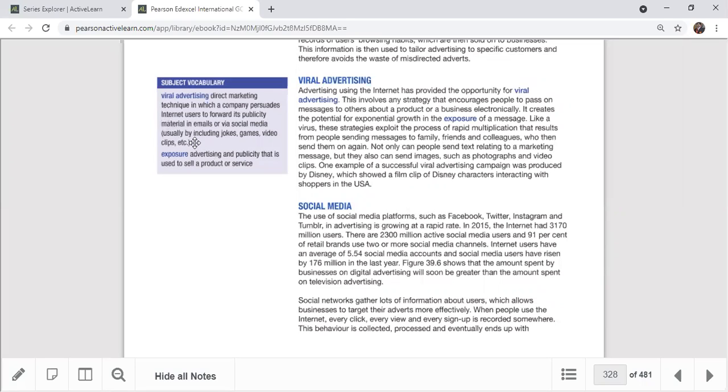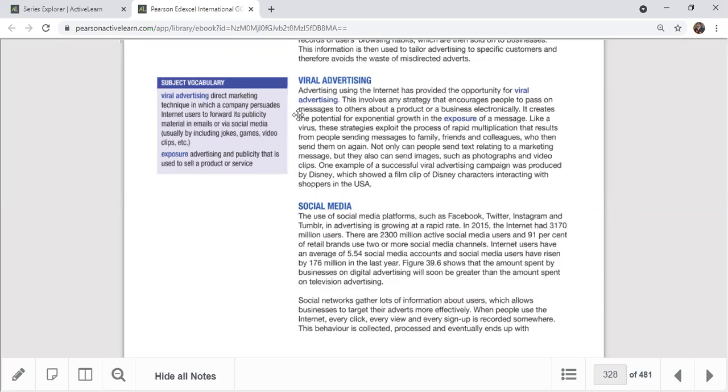It makes a very attractive, persuasive, appealing advertisement, like publicity material in email or social media. It can be a small Facebook video, a WhatsApp video, or a TikTok video, on any social media platform, including jokes, games, and video clips. Sometimes viral advertising is used to promote a product, and sometimes politicians use it to promote their campaign. Sometimes it is used to ruin some party. Different methods are there.